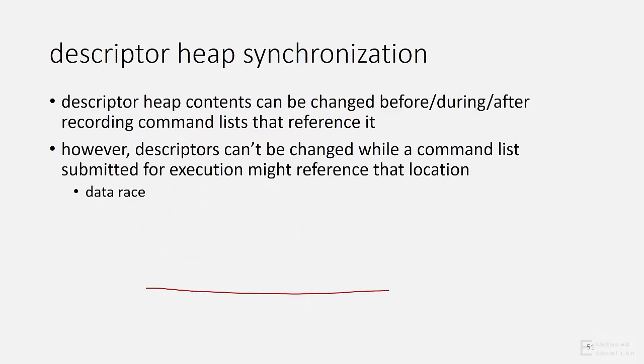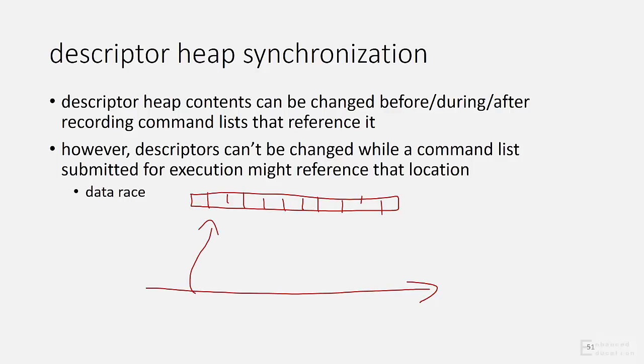Suppose you're recording a command list, and as part of that, you are setting descriptor table pointers into a descriptor heap as you go, perhaps for every draw call. When the command list is recorded, these descriptor table pointers are fixed and can't change. But the memory that they're pointing to in the descriptor heap is just memory, and it can be changed anytime before, during, or even after the recording of the command list.